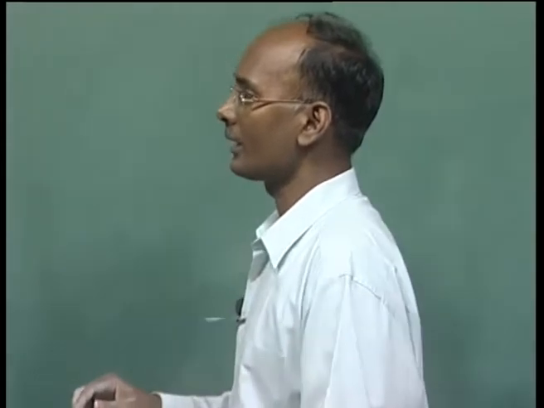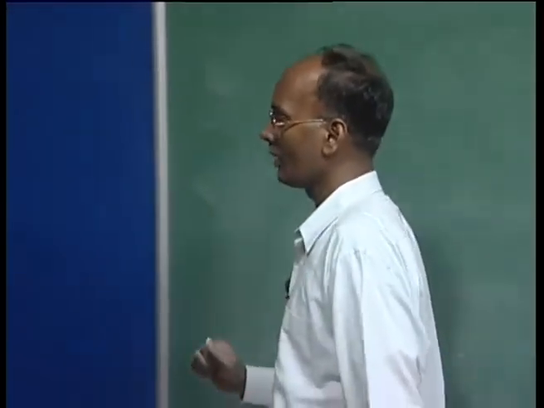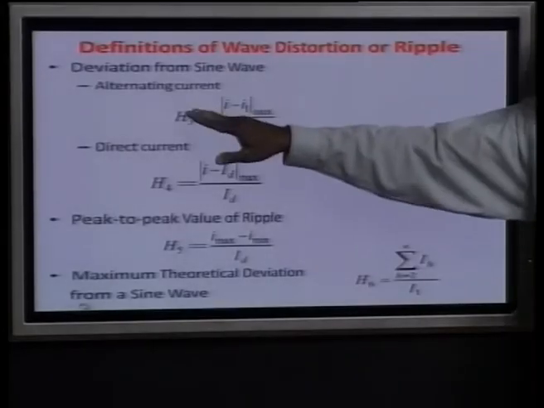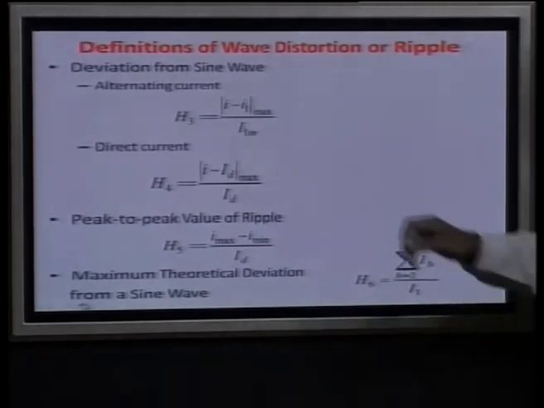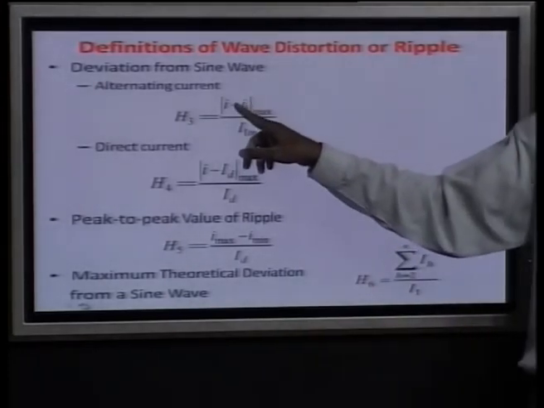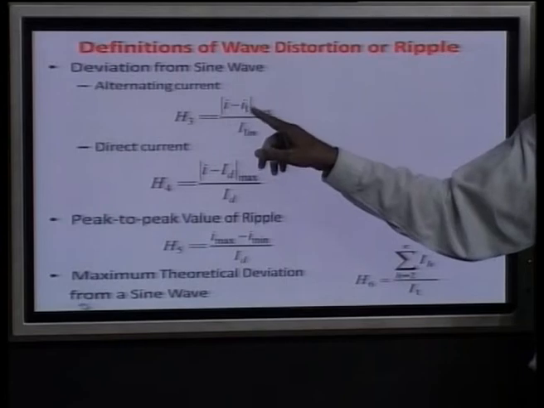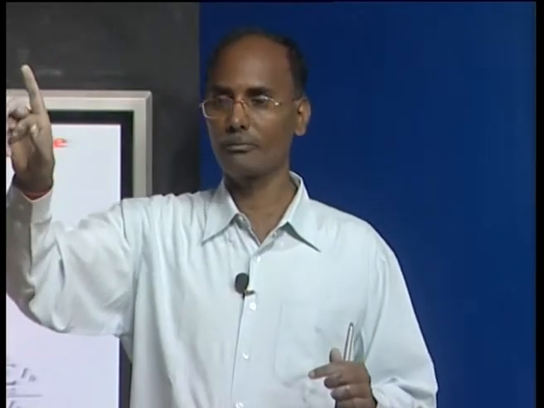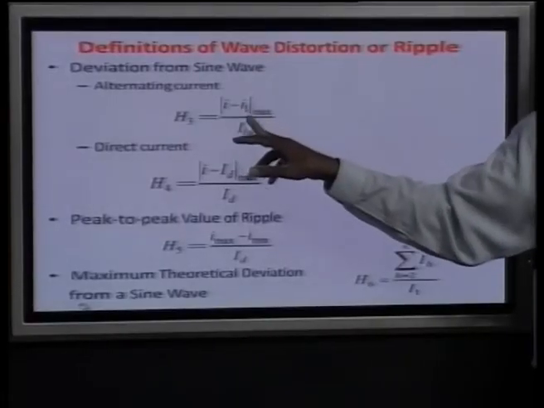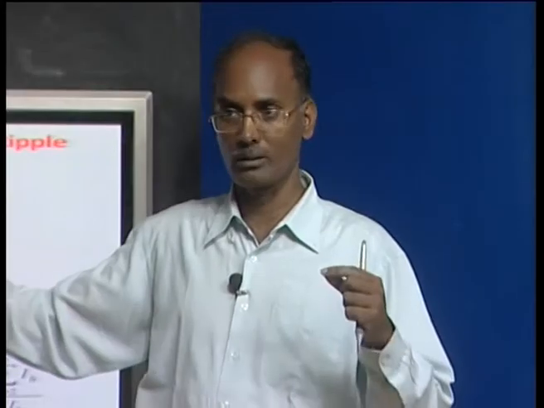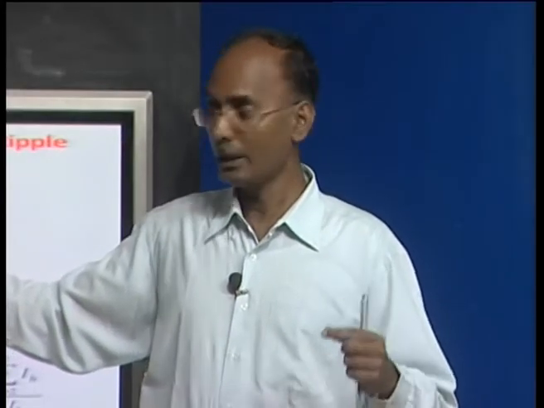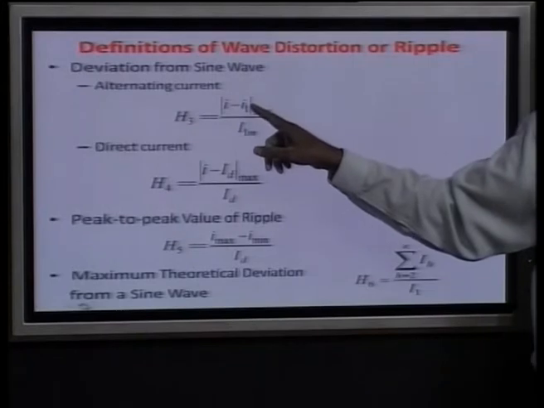Another index used is the deviation from the sine wave. Here it is very easy: your instantaneous total current I minus your fundamental component's instantaneous value. You are just subtracting, and then taking the peak value of that, because your wave has some distorted shape, that is the instantaneous value minus your perfect sinusoidal fundamental component. Here we are talking about the instantaneous value.